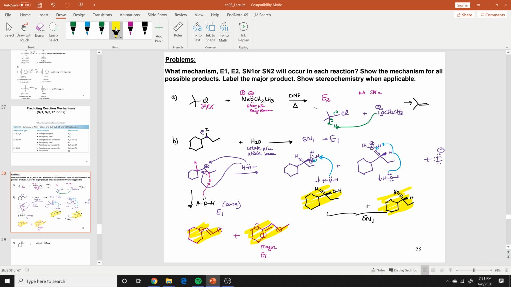2 SN1s, 2 E1s. Since I don't have heat, both of those are going to be my major product. If I had heat, then this guy is going to be my major product. But you have to show all 4 and then point out the major. Unless I ask you, what is the major product? Then just show the major product, you don't have to show any of the rest. But here I am asking you to draw all possible products and then label the major one.